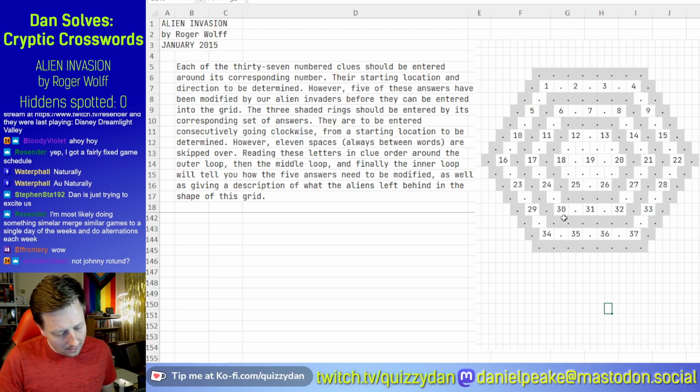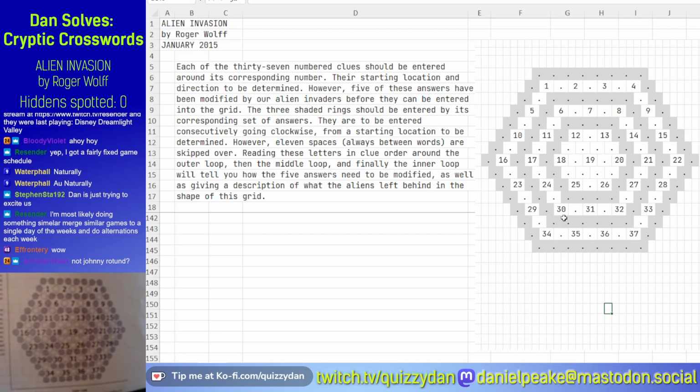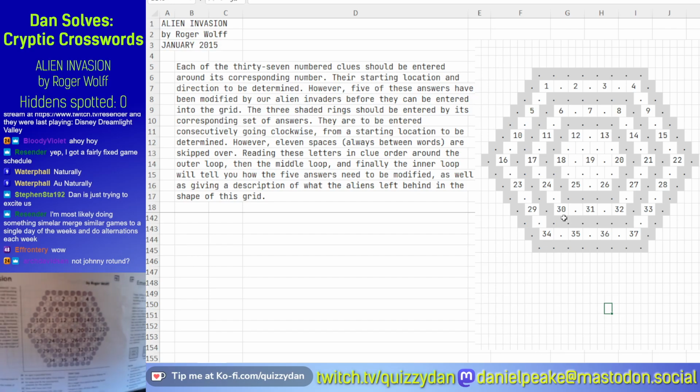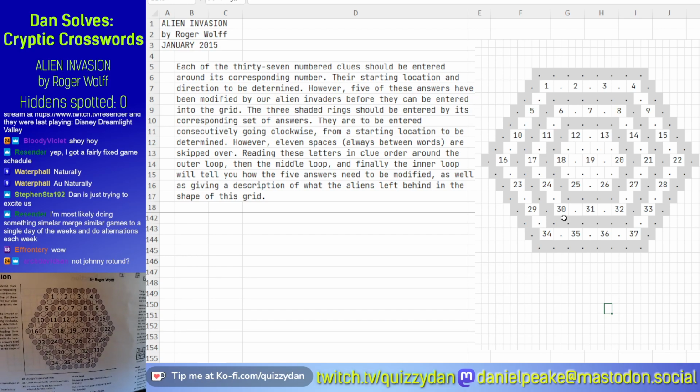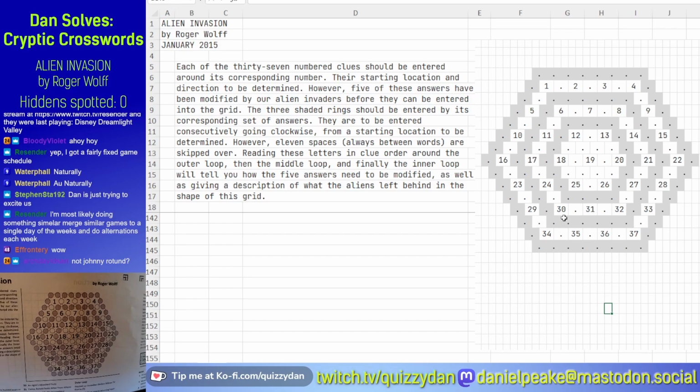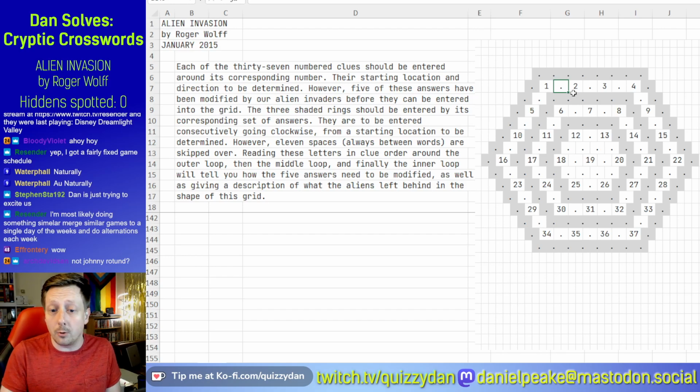Now in the actual publication, in the PDF that I have, it's more like... I'm going to use all of the 1080Ps. They're actually circled around the numbers, but I'm assuming that what I've done is an equivalent. Each of the 37 numbered clues should be entered around its corresponding number. So the clue for 2 will go around 2, but the starting location and the direction is to be determined.